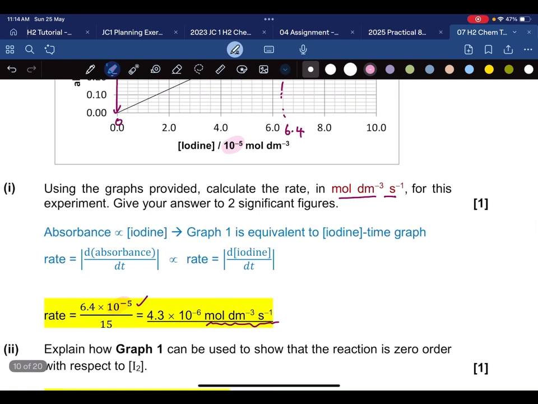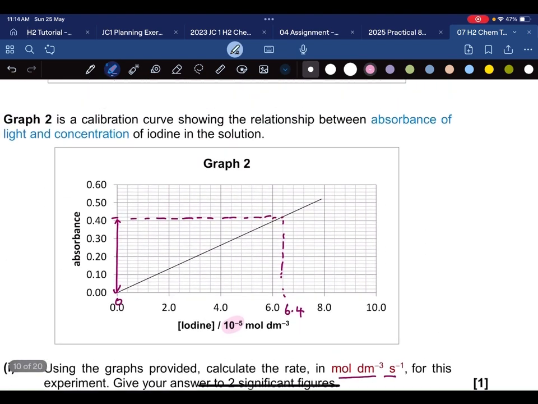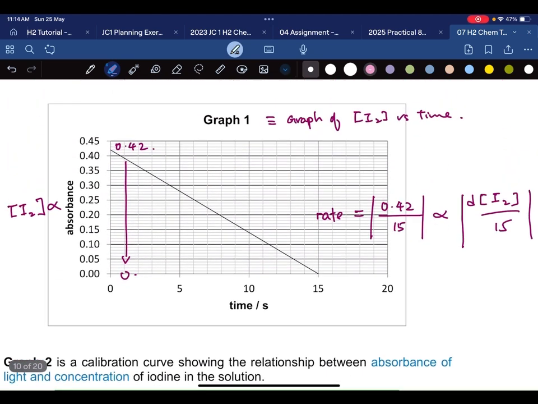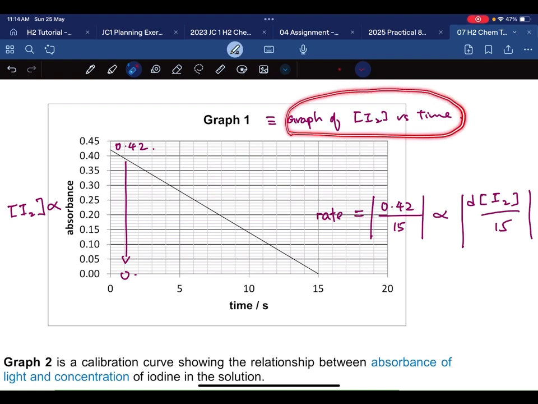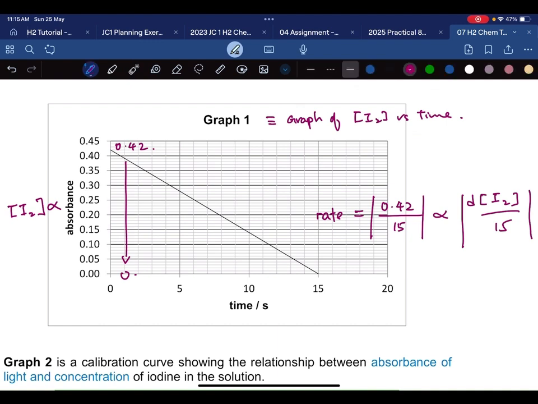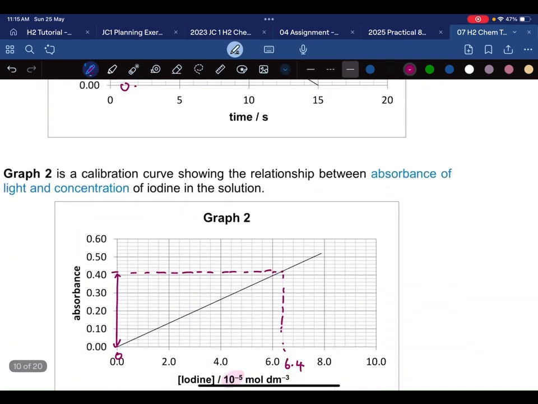Now explain how graph 1 can be shown that the reaction is zero order with respect to iodine. So going back to your graph 1, remember we have to treat my graph 1 like a graph of concentration of iodine against time. Since this is a linear relationship, the rate of reaction is actually constant. If you look at the rate, it is constant, showing us that change in iodine doesn't change the rate of reaction.